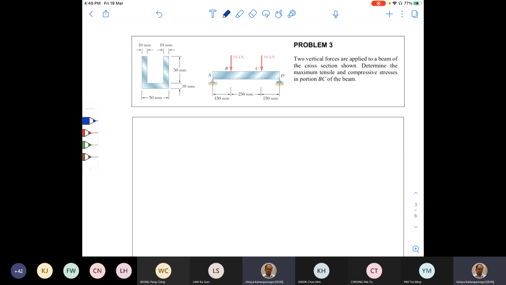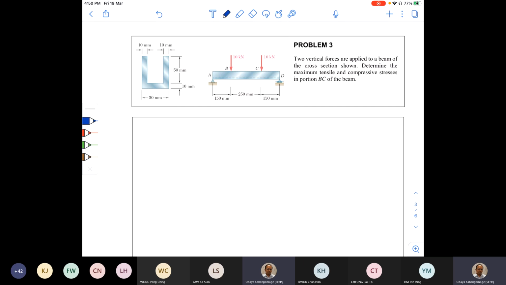It says 2 vertical forces are applied to a beam of the cross section shown. A to D is a beam and the transverse loads are applied at points B and C, 10 kilonewton each. Determine the maximum tensile and compressive stresses in portion BC of the beam.